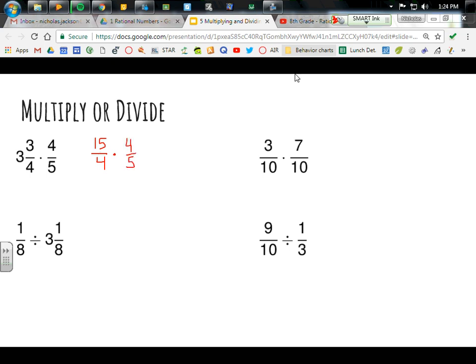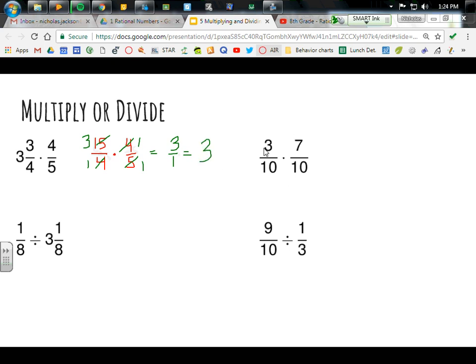All right, if we simplify first, 4 and 4 can obviously simplify, and 15 and 5 can simplify. Now what we have is 3 times 1, which is 3, and 1 times 1, which is 1. So we get 3 over 1, which is just 3.